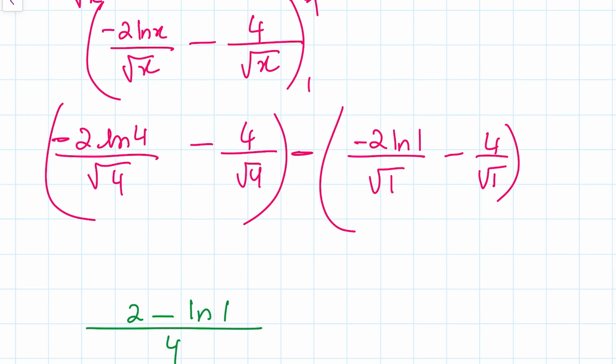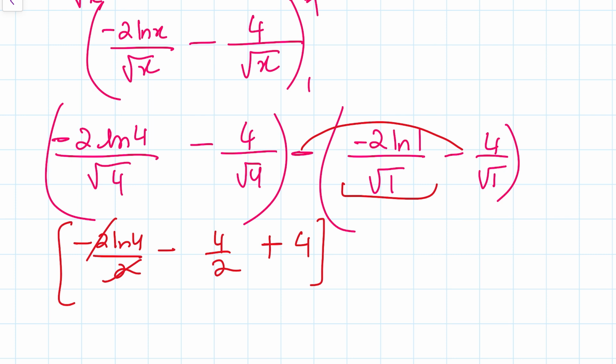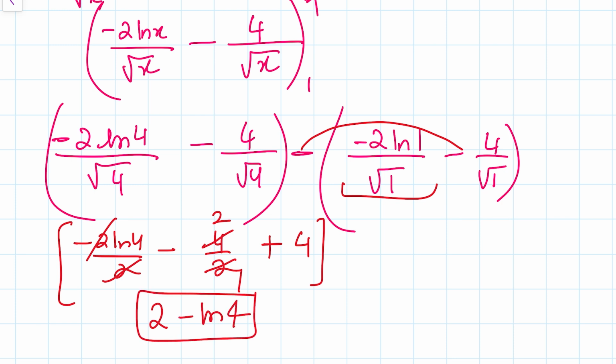Now, what do we have here? It's minus 2 ln 4 upon 2, minus 4 upon 2, minus this entire thing becomes 0, minus minus is a plus 4. So we have 2 times 1, 2 times 2, minus 2 plus 4 is 2, then minus ln 4. And this is exactly what you had to show. So our answer is proven.